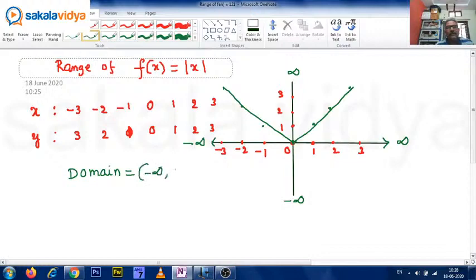Minus infinity to infinity, or we can say the set of real numbers. So now we need to find out the range of this function. The range of this function: on the y-axis from 0 to infinity, and 0 is included. That's why the range equals closed 0 to infinity. So, now understood how to find it? Okay, for example, if you want to find one more.